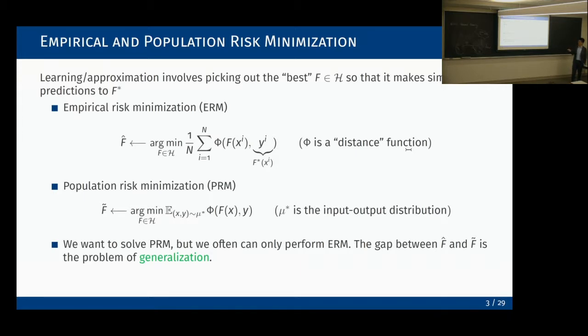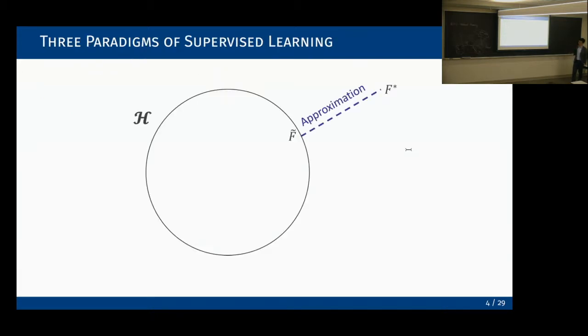So very often this is what we want to solve, and this is what we can solve because we need data from it. And the distance between these two is usually not zero. And the gap between them is the study of generalization. Okay. So to summarize, I think you can roughly give three paradigms when it comes to supervised learning.